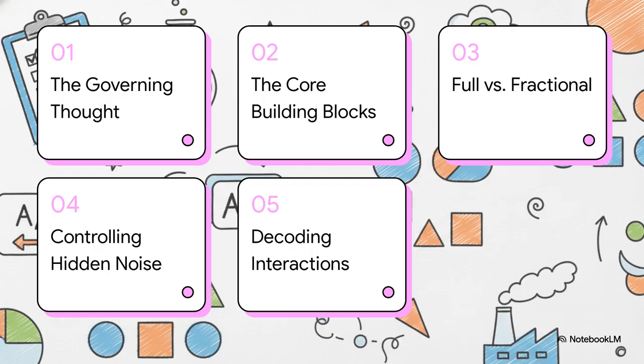So here's how we're going to break it down. First, we'll cover the core building blocks. Then we'll get into the strategic choices you have to make in your design. After that, we'll talk about controlling for all that hidden noise. And finally, how to decode the complex interactions in your results. A complete structured breakdown. Let's get into it.